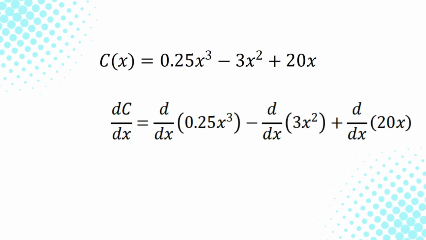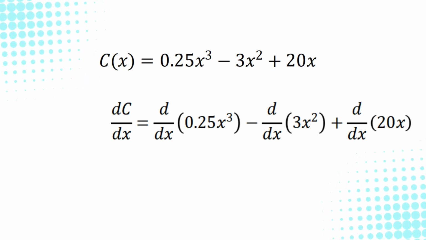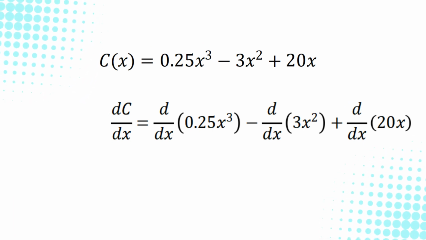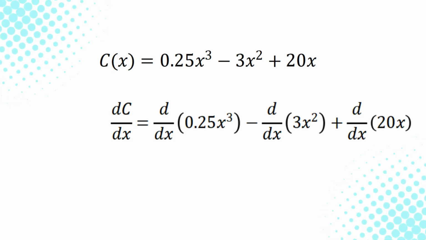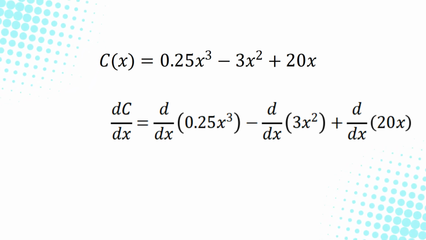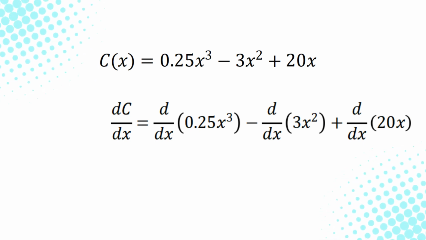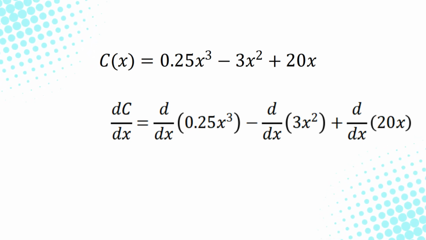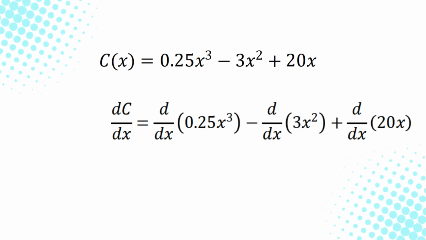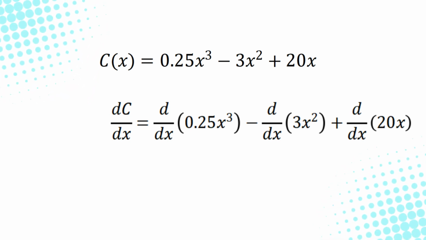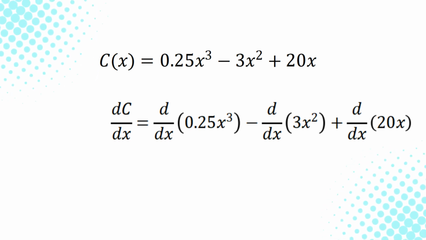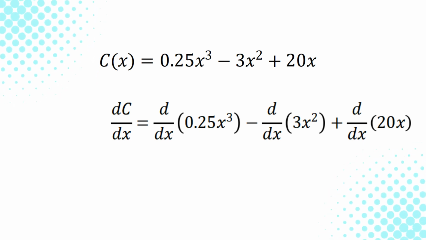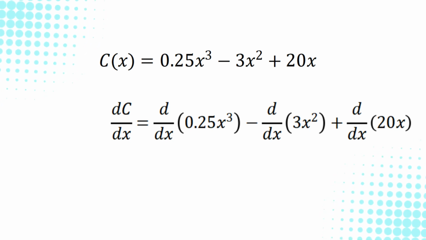The first term, which is 0.25x cubed, the derivative of that is 3 multiplied by 0.25x to the power of 3 minus 1, and that is 0.75x squared. For our second term, 3x squared, is 2 multiplied by 3x to the power of 2 minus 1, and the derivative of the second term is 6x. For our third term, the derivative of 20x is 20.